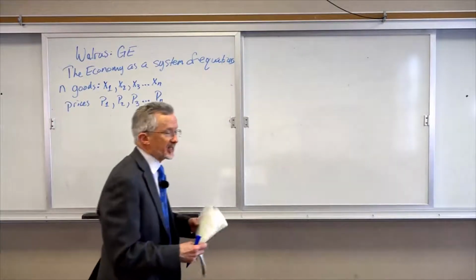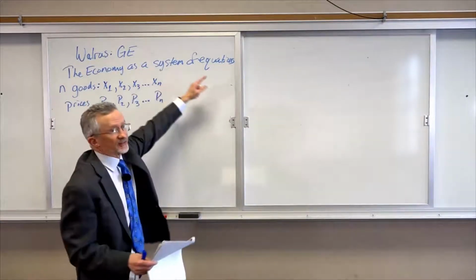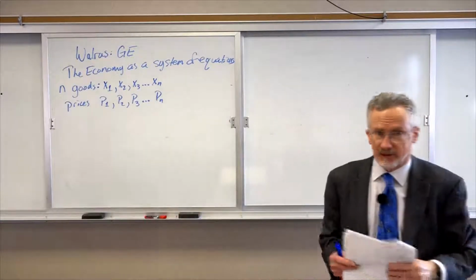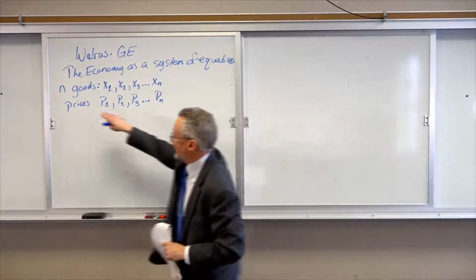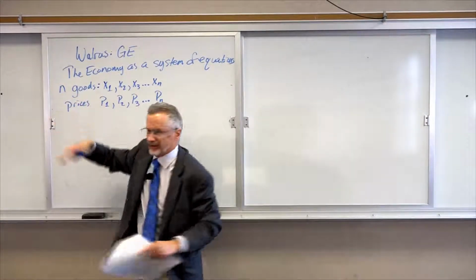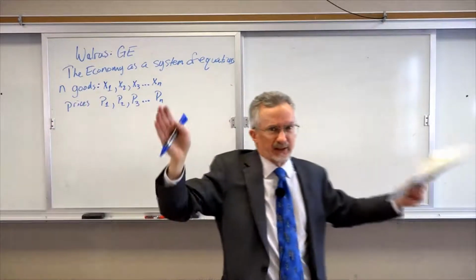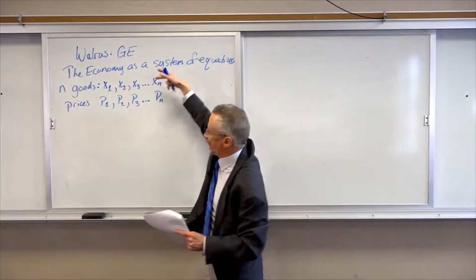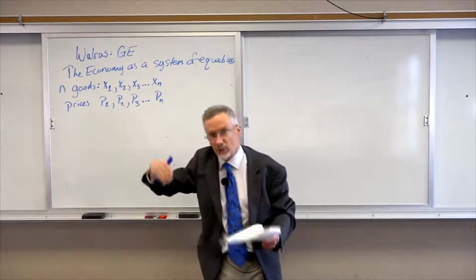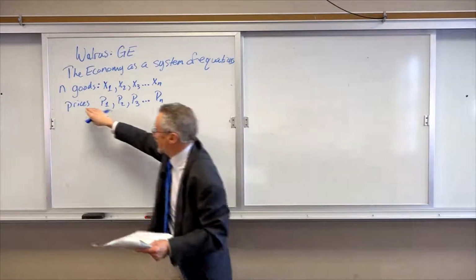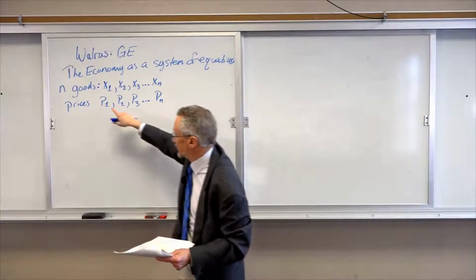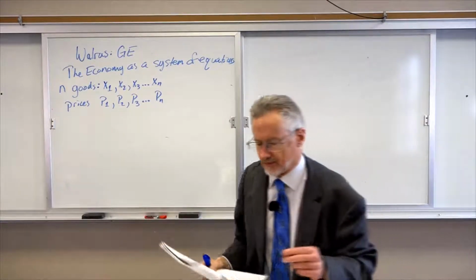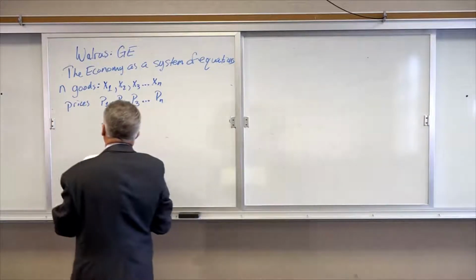He sees the economy as being a system of simultaneous equations. That's his approach. So I'm going to do a very simple form here. We're just going to assume n different goods. N can be any number you like, as big as you wish. We'll represent that as good x1, good x2, all the way up to good xn, and they will each have, for their respective markets, a price p1 through pn. Great. And so here's how Walras is going to represent this.